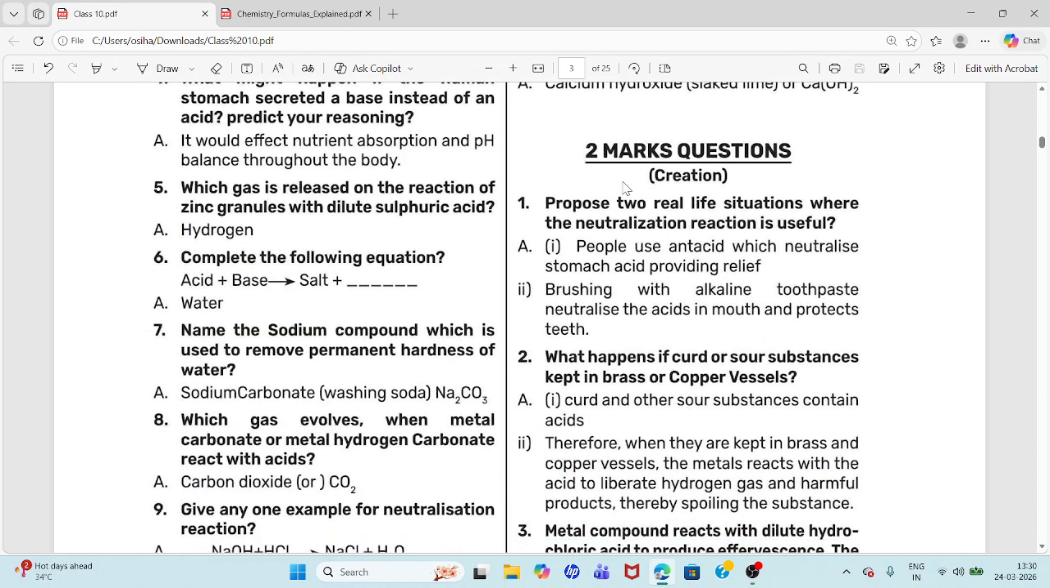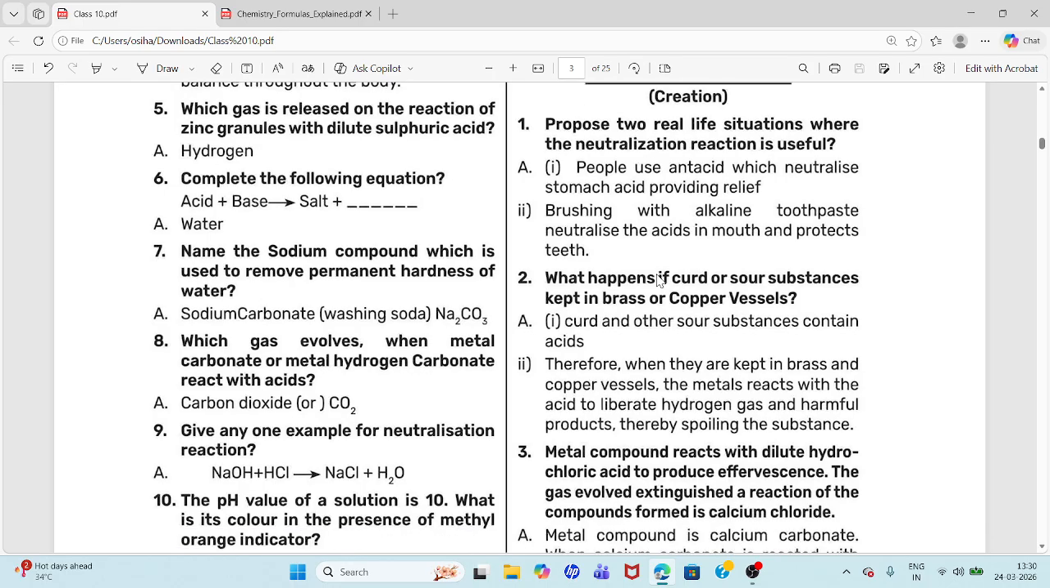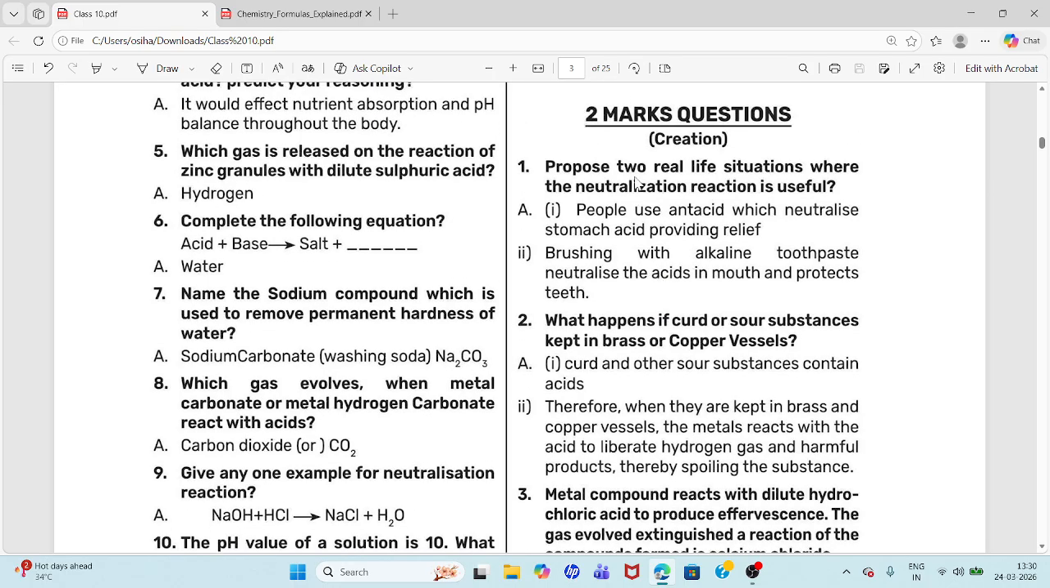2 mark questions. We are going to learn 7 questions. First question: propose two real life situations where the neutralization reaction is useful. Answer: here 2 points you have to write. First point: people use antacid which neutralizes stomach acid, providing relief. Second point: brushing with alkaline toothpaste neutralizes the acids in the mouth and protects teeth.